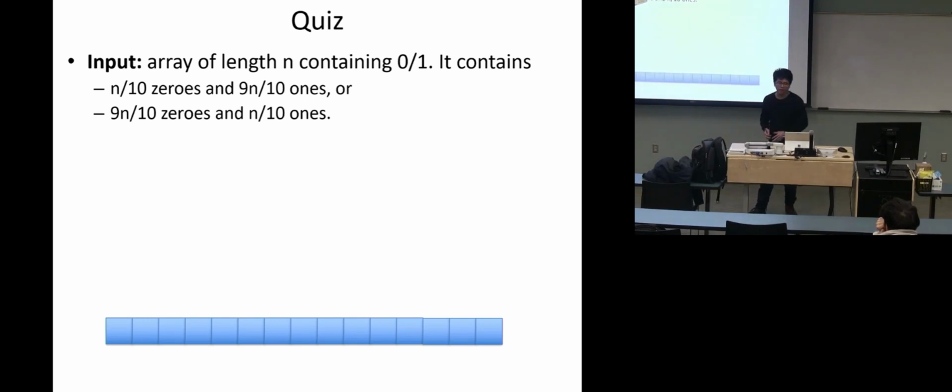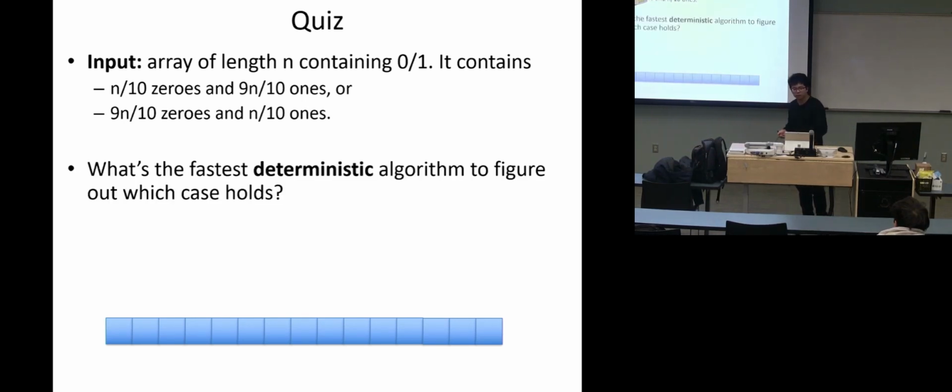Imagine that you have an array of size n, and each entry is either 0 or 1. Now there are two cases. Either most of the entries are 1, 90% of them are 1, or 90% of them are 0s. What is the fastest deterministic algorithm that can figure out which case holds?